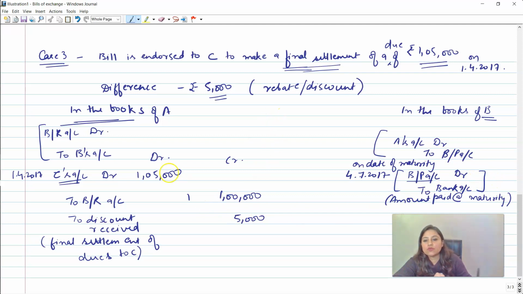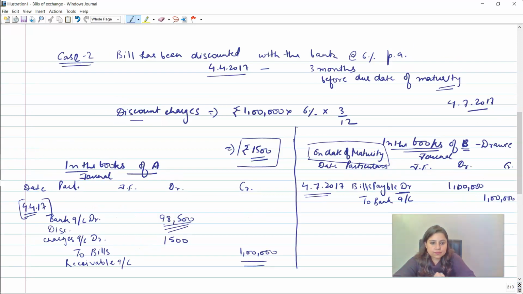However, in the journal we would be mentioning it in the same format, that is in this particular format. So in the journal we would be passing the entries like in the second case we have passed the entries in the books of drawee, that is date, particulars, journal folio, debit and credit. On 4th of July 2017, bills payable account is going to be debited and bank account is going to be credited. So this is again amount paid at date of maturity.